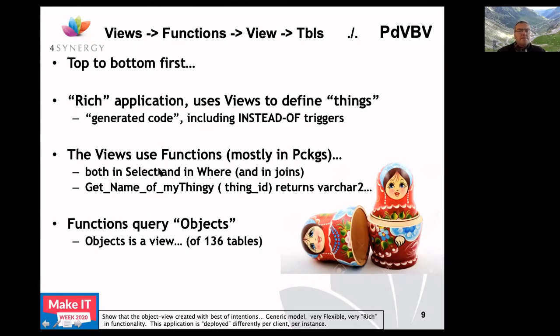The functions in there did a lot of queries on something called object. Actually, the most used query in the whole system was to select something from object. An object wasn't a table. It was a view of 136 tables. Ooh, 136 tables. That wasn't too bad. The total number of records in that object, in that union view, was about 30,000. So that's manageable.